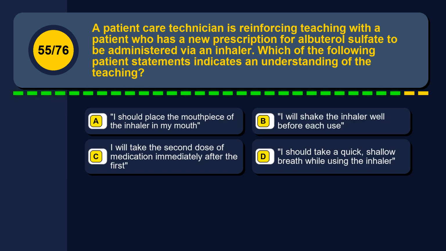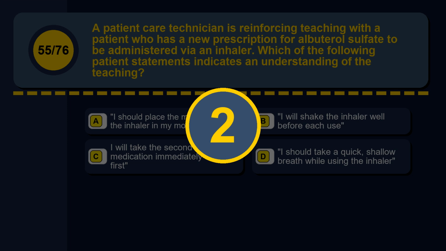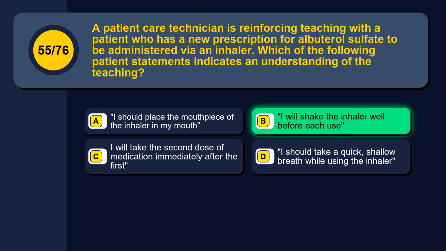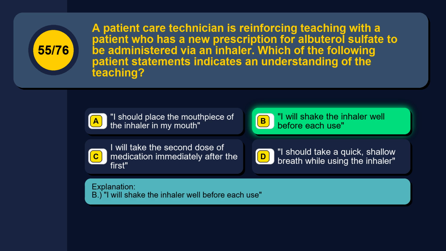Question 55. A patient care technician is reinforcing teaching with a patient who has a new prescription for albuterol sulfate to be administered via an inhaler. Which of the following patient statements indicates an understanding of the teaching? Option A, I should place the mouthpiece of the inhaler in my mouth. Option B, I will shake the inhaler well before each use. Option C, I will take the second dose of medication immediately after the first. Option D, I should take a quick, shallow breath while using the inhaler. The correct answer is option B, I will shake the inhaler well before each use.